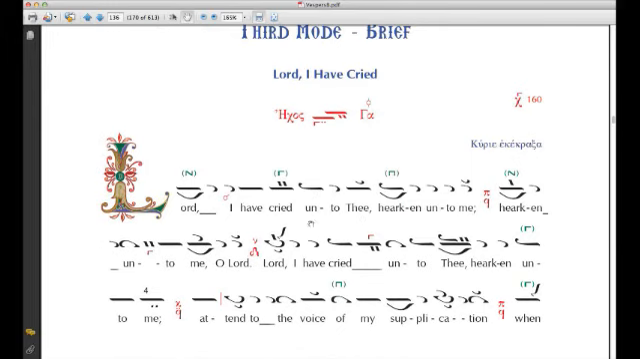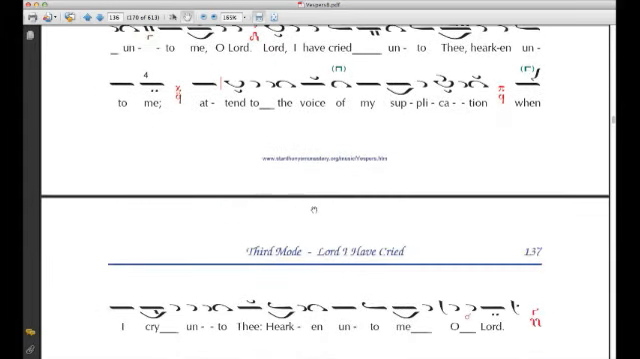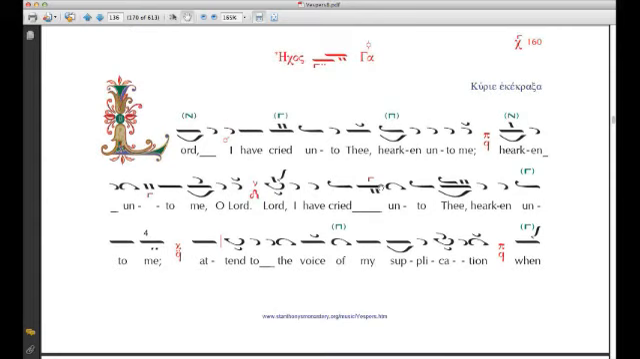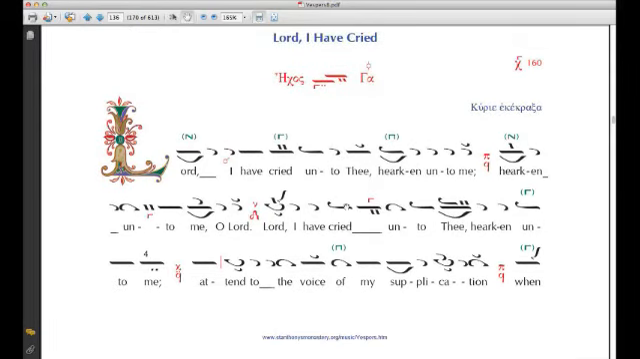And then the only thing that I'll say before we actually begin to read the music is that there's going to be a bunch of sharps on vu, and sometimes there will be flats on zo, and sometimes they're helper symbols, and sometimes they're there just to let you know that it's Lord, I have cried unto thee. It's not going to be that flat vu because they want that vu to be high. So we'll see them, but you'll see them sprinkled throughout the music.